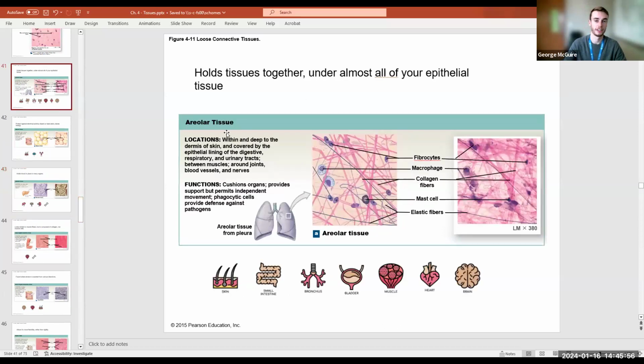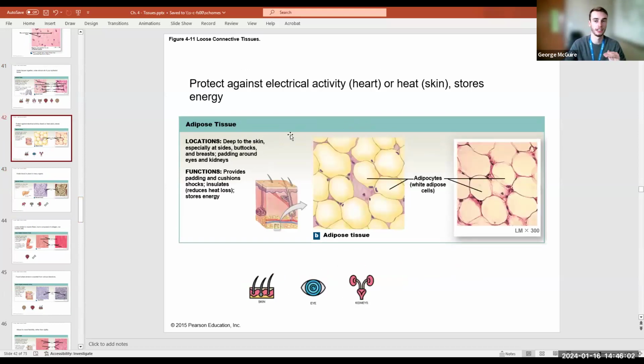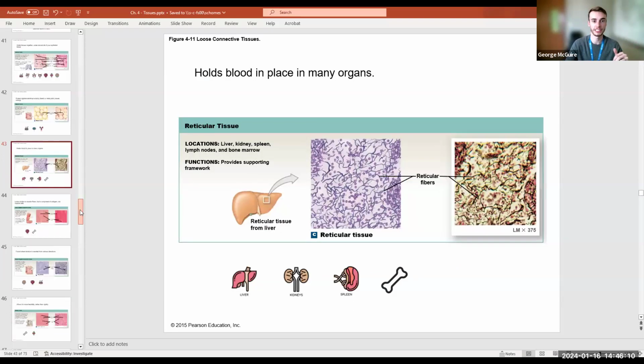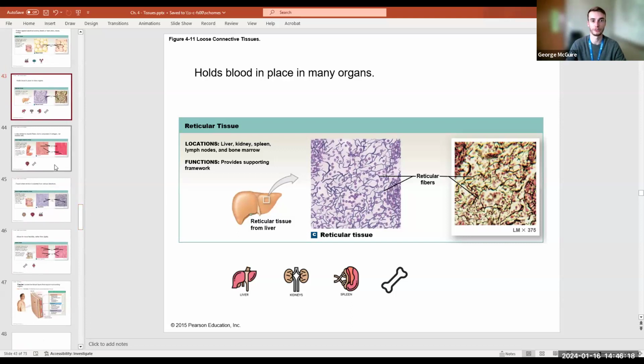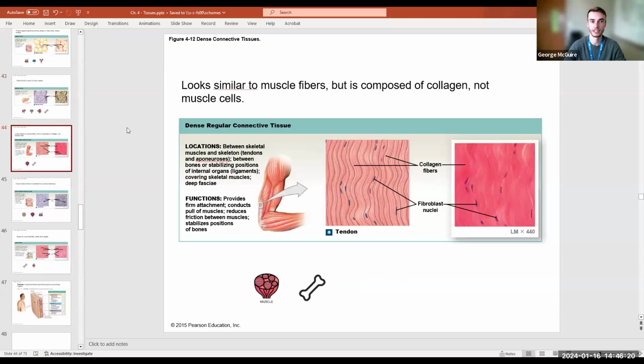So again, areolar tissue holds epithelium to the underlying tissue. Adipose tissue is providing a bit of a buffer in between tissue types, as well as energy storage. And then reticular tissue is what is lining all of our vessels, essentially holding together areas where fluid is going to be traveling through. So those were all loose connective tissues.